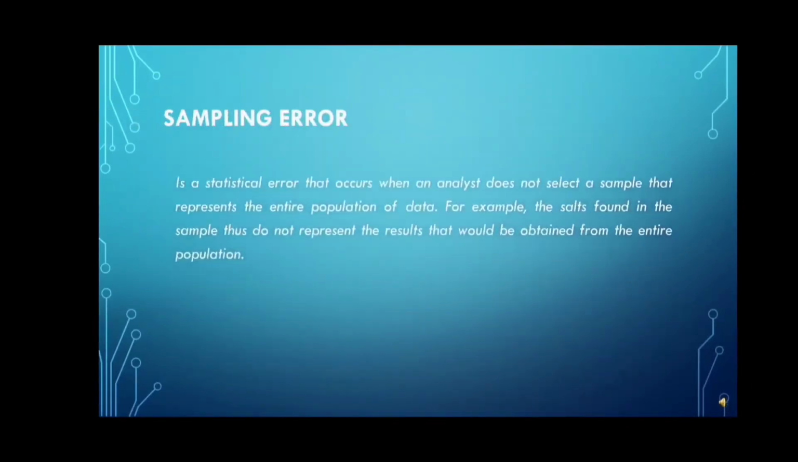When does sampling error occur? Sampling error is a statistical error that occurs when an analyst does not select a sample that represents the entire population of data. For example, results found in the sample thus do not represent the results that could be obtained from the entire population.